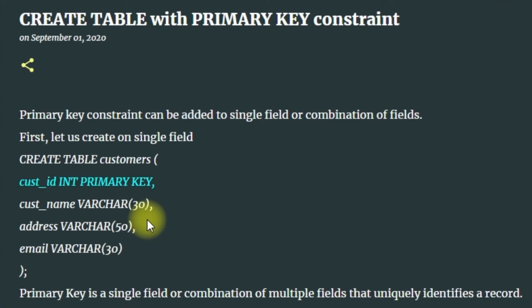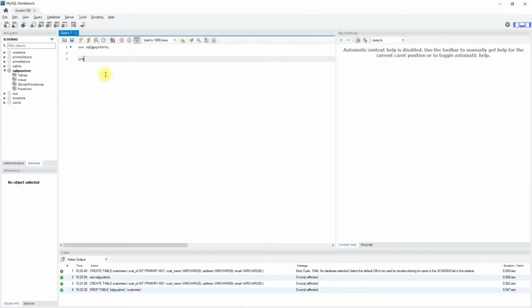In this video we will learn how to create a table with a primary key constraint. A primary key can be defined on a single field or a combination of fields. First we'll learn how to create it on a single field.